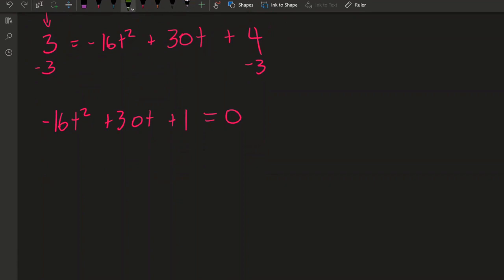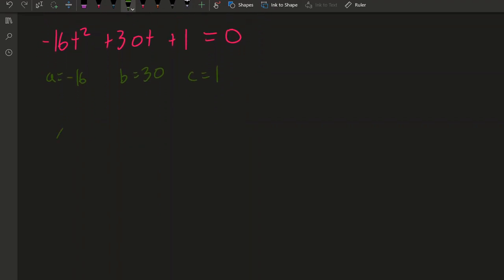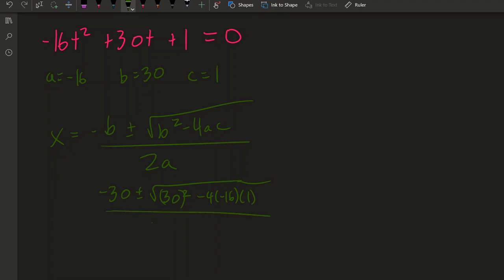Now I can see that this is a prime example of when I should use the quadratic formula. A equals -16, B equals 30, and C is equal to 1. So x equals -b plus or minus the square root of b squared minus 4ac, all over 2a. Plugging those values in, I get -30 plus or minus the square root of 30 squared minus 4 times -16 times 1, all over 2 times -16.